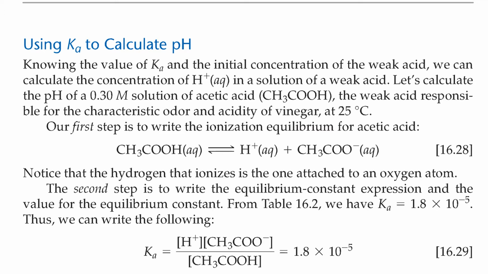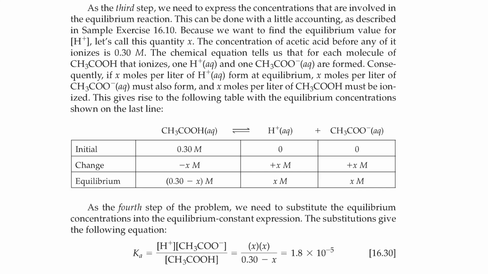Our first step is to write the ionization equation for the equilibrium for acetic acid. Notice the hydrogen that ionizes is the one attached to the oxygen atom. The second step is to write the equilibrium constant expression and the value for the equilibrium constant. From Table 16.2, we have K sub A equals 1.8 times 10 to the negative 5. Thus, we can write K sub A equals 1.8 times 10 to the negative 5.